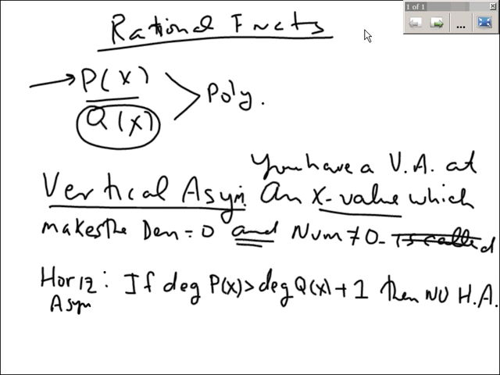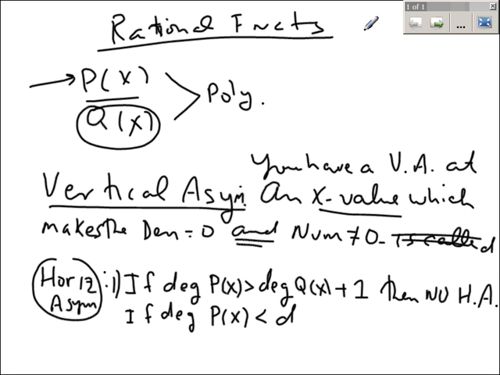Horizontal asymptote. If the degree of p of x is less than the degree of q of x, then there is a horizontal asymptote at y equals 0.